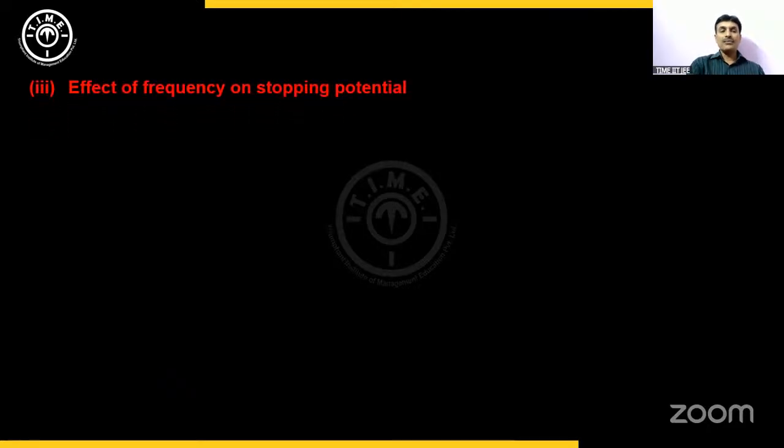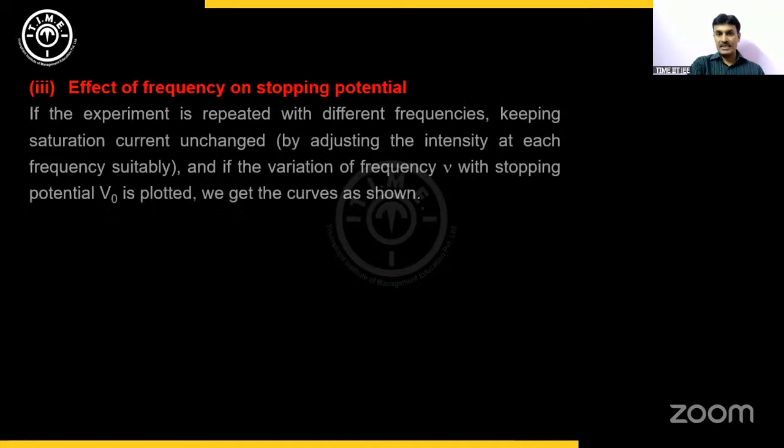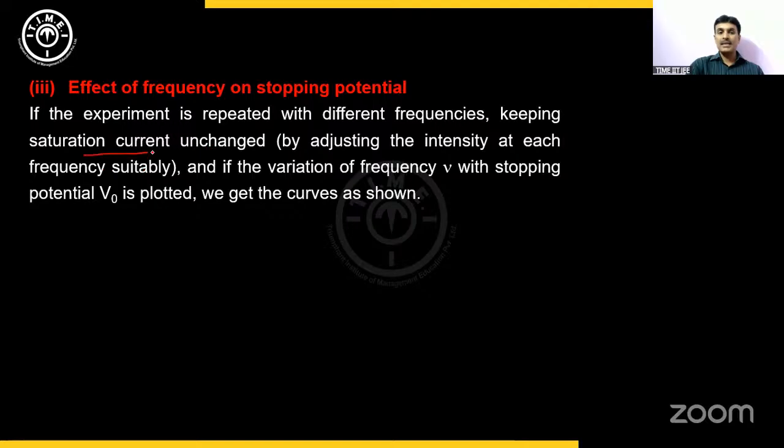Now, another effect of frequency on stopping potential. What is the effect of frequency of radiation on stopping potential? That's what we have discussed just now. See, if the experiment is repeated with different frequencies, keeping saturation current the same, meaning intensity is maintained constant. Saturation current depends upon intensity, no? Intensity is maintained constant, but frequency is altered. So if frequency is altered, obviously the stopping potential also changes, because stopping potential is directly proportional to the frequency of radiation.